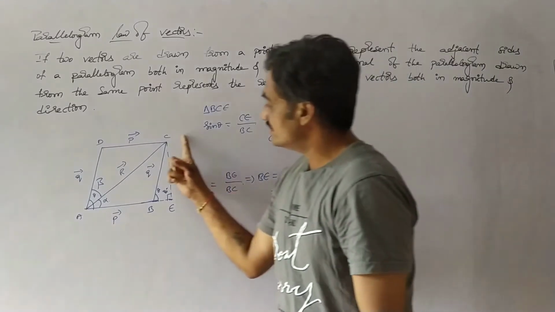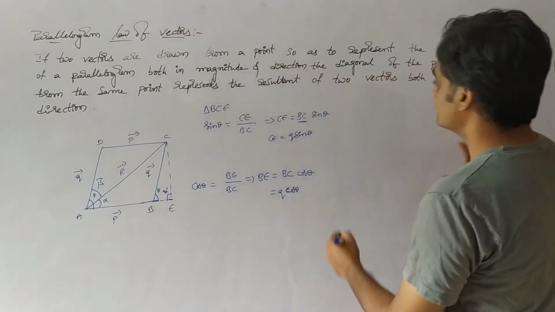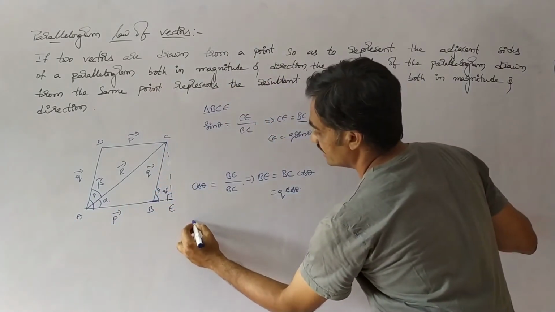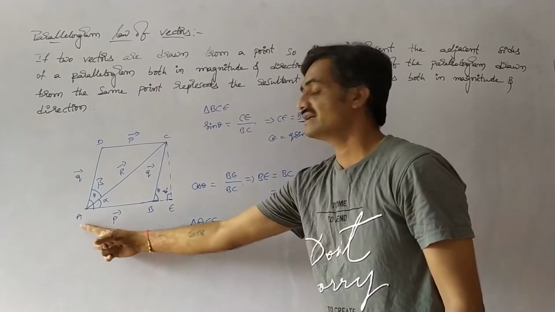Now let us consider the triangle ACE. For this triangle we have to apply the Pythagoras theorem.